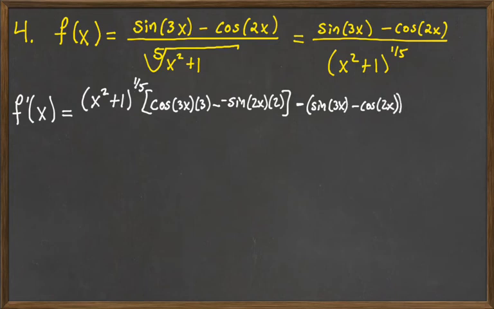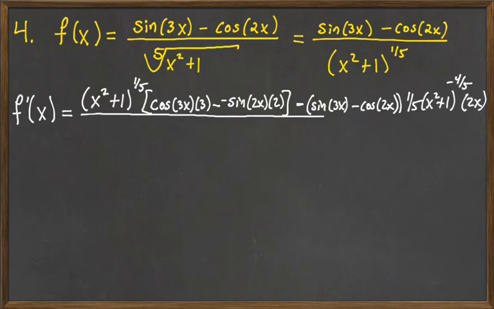times the derivative of the low function. Bring down that 1/5, x squared plus 1, subtract 1, and that'll be negative 4/5 as the exponent. And then the derivative of x squared plus 1 is 2x by the chain rule, all over the denominator squared.